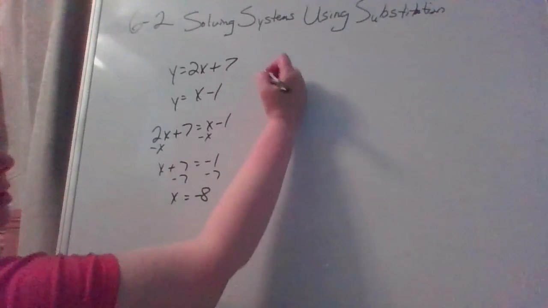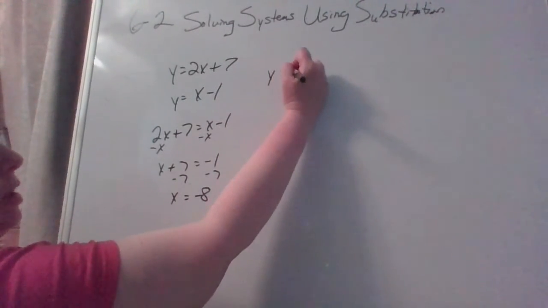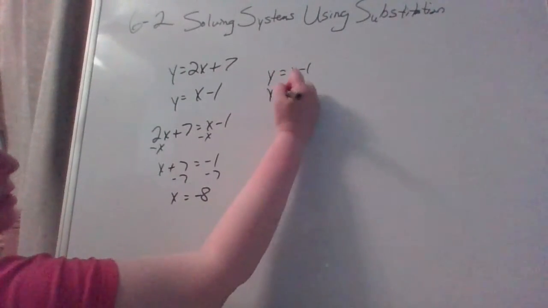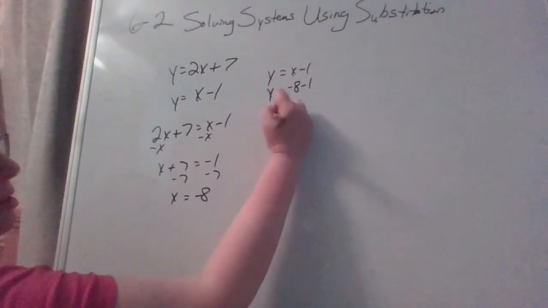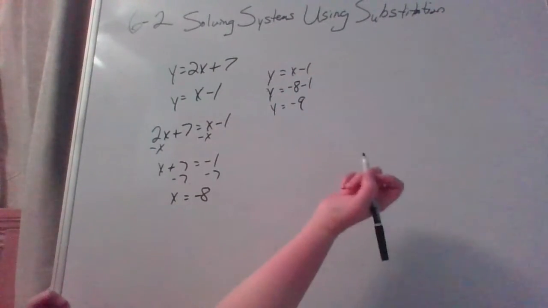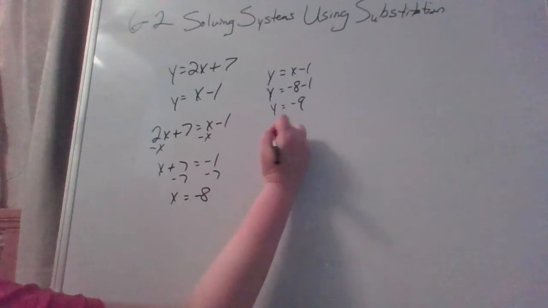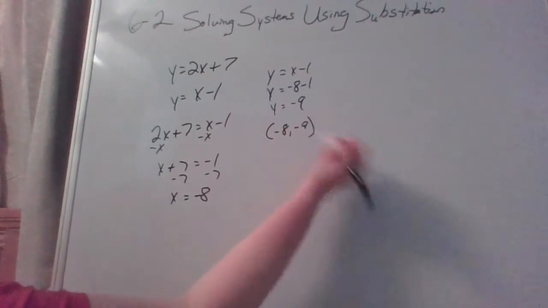I'm going to go into this one because it's a little more simplified. Notice I always write with the variables and then substitute in, getting y equals -9. So I have my ordered pair, -8, -9.